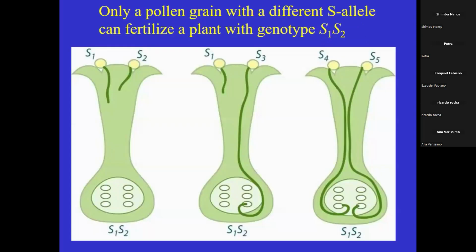And so only a pollen grain with a different S allele can facilitate a plant with a particular genotype. So you can see that this is really strong selection for new mutations, because new mutations, the individual that it pollinates cannot have that allele because it's a new mutation. So there's really strong selection for allelic diversity at S alleles. And again, like MHC, even fairly small plant populations often have 40 or 50 alleles because of the strong selection.